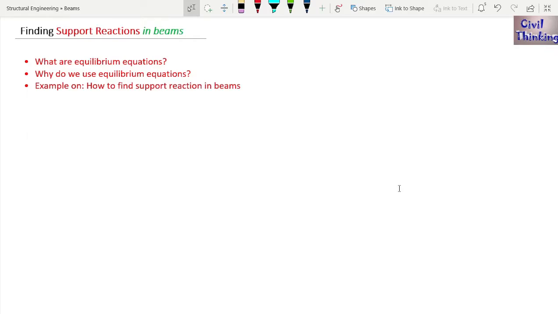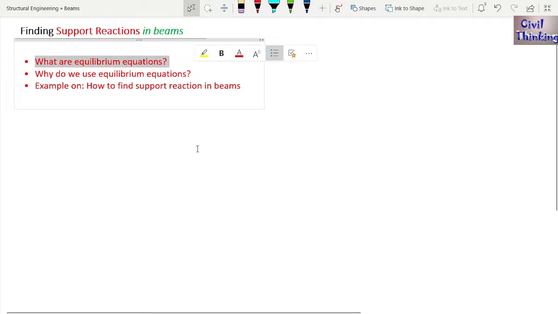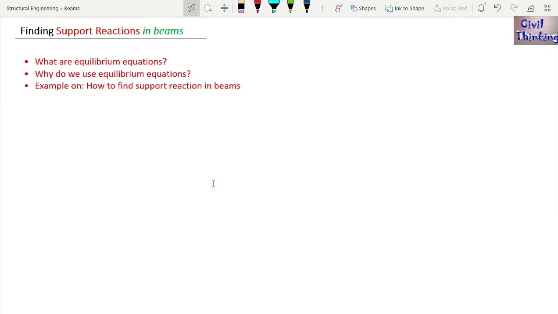We will be covering the following topics in this class. First is what are equilibrium equations? Second is why do we use equilibrium equations? And we are going to see an example on how to find support reactions in beams using the equilibrium equations.